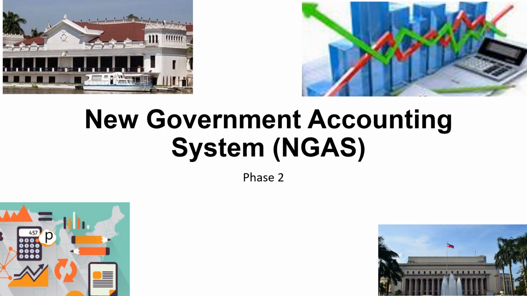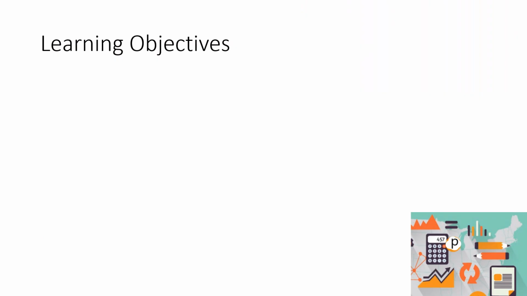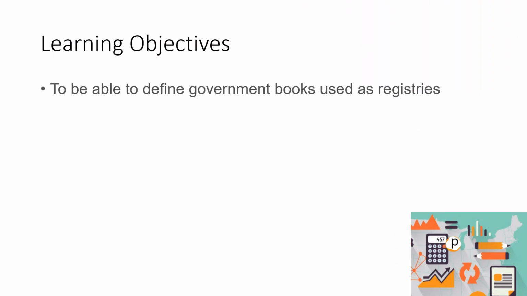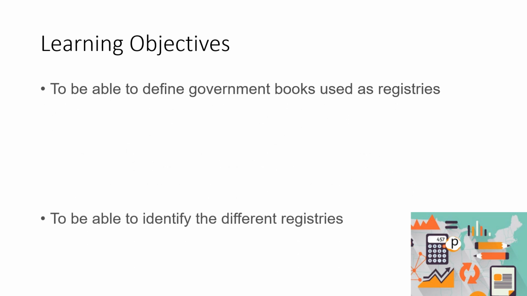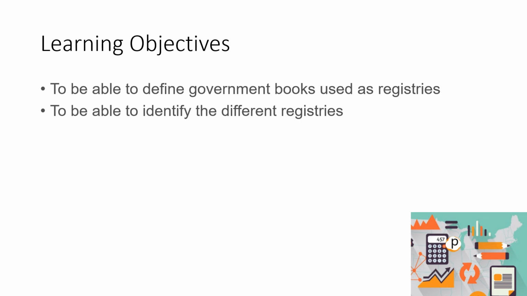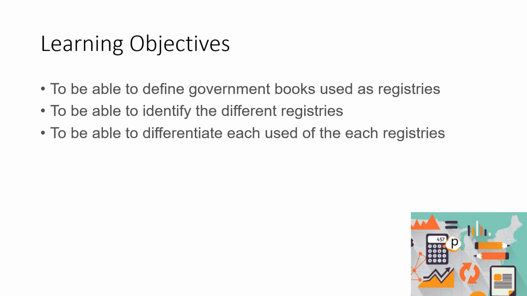Our topic for today is the New Government Accounting System or NGAS Phase 2. Let's proceed so that we would be able to identify the different government books used in budgets or registries. Our learning objectives for this topic are, number one, to be able to define government books used as registry. Number two, to be able to identify the different registries and differentiate the use of each registry.